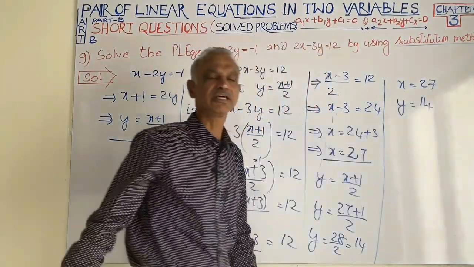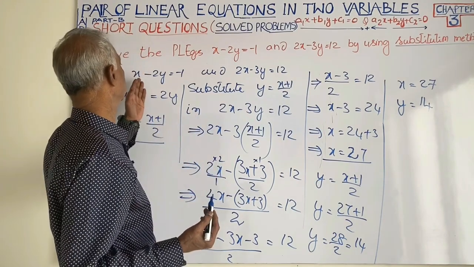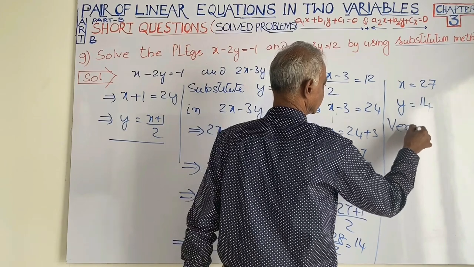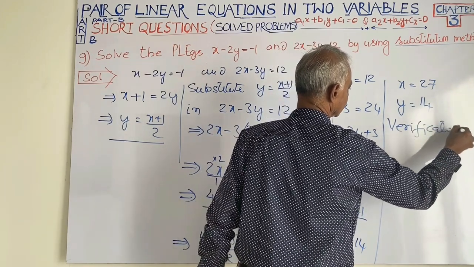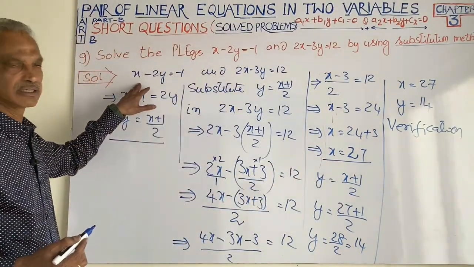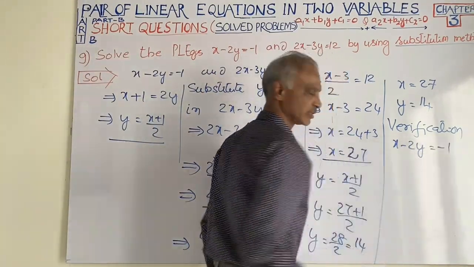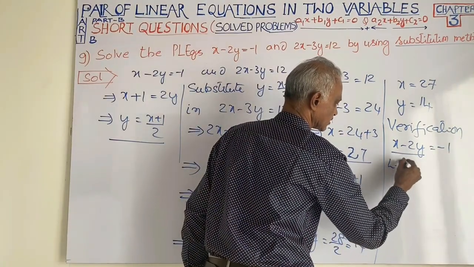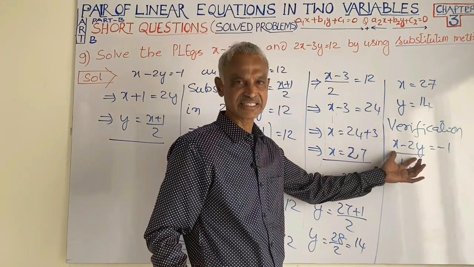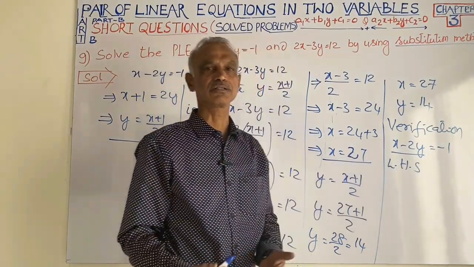We can check whether our answer is true or false. Now substitute the value of x and y in x minus 2y. See, substitute. Verification. One of these two equations you can substitute. I will take first equation, x minus 2y is equal to minus 1. I will take LHS so that we should get RHS, that is minus 1. Substitute the values of x and y in LHS. We should get minus 1. Then our answer is true.